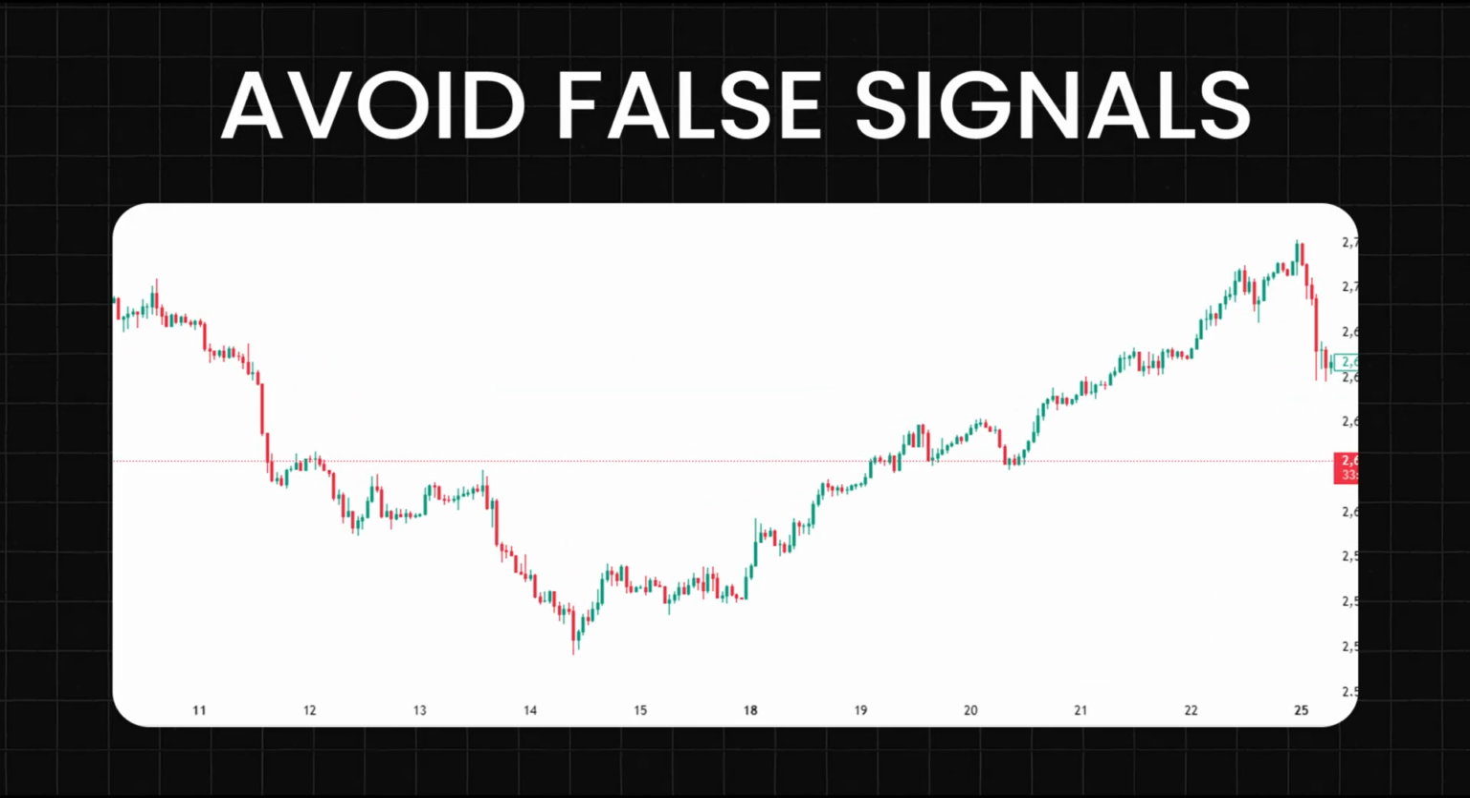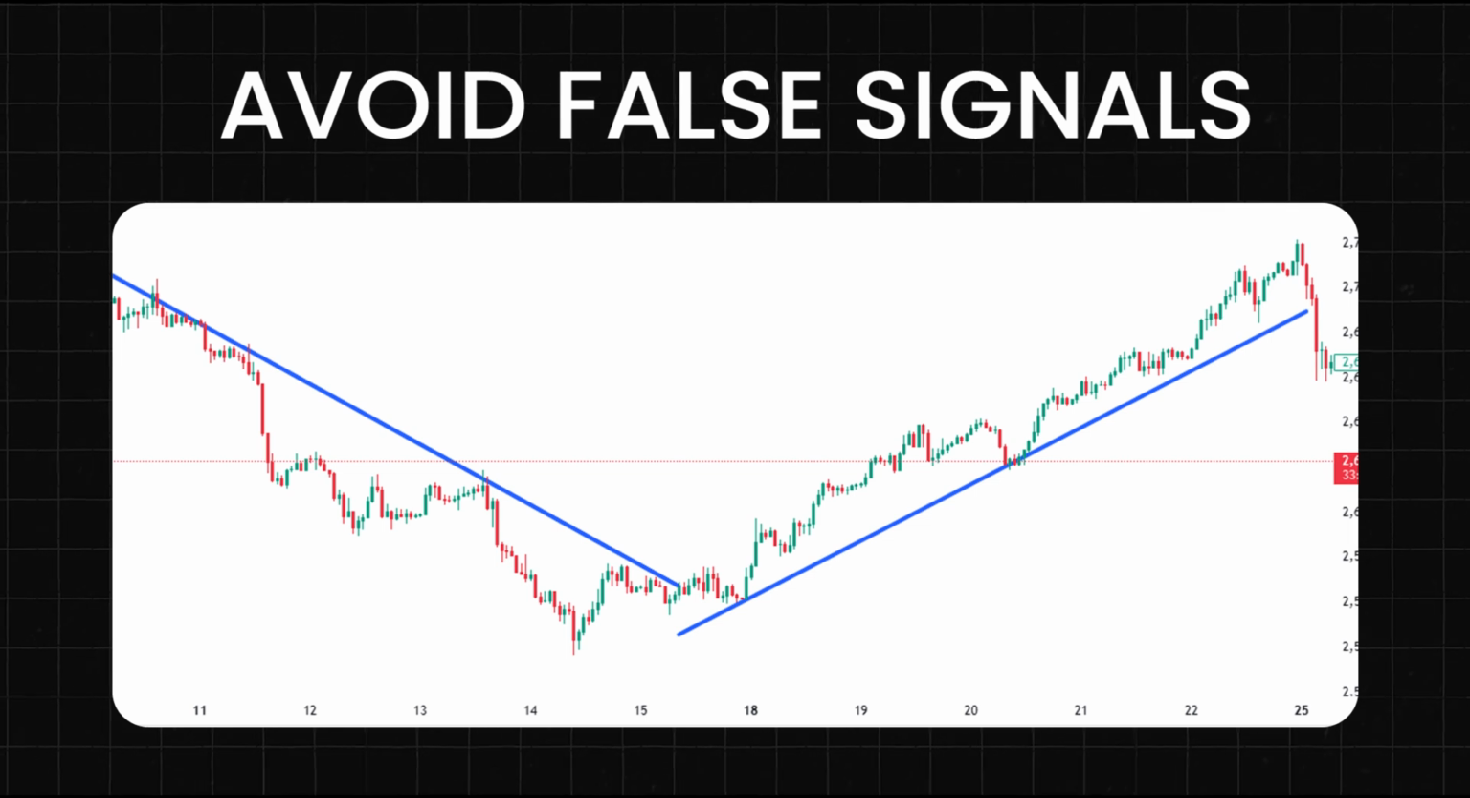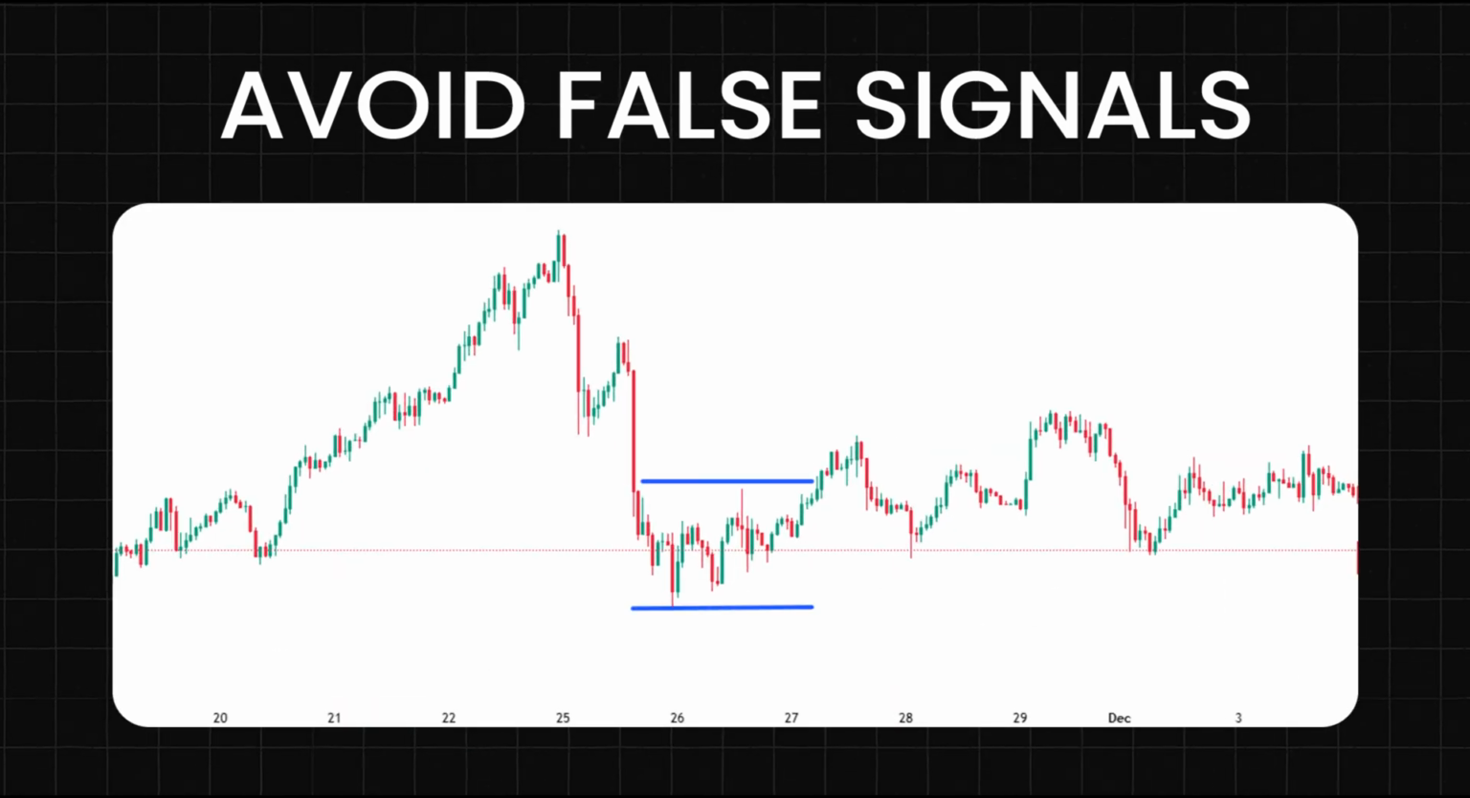Avoid false signals. MACD works best in trending markets. Avoid relying on it in sideways or choppy conditions.